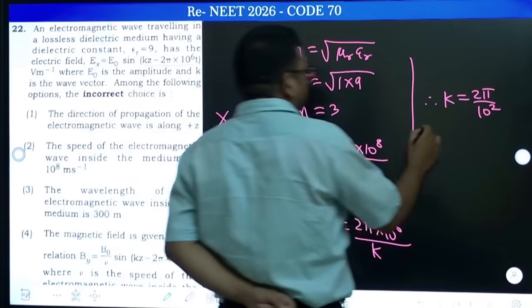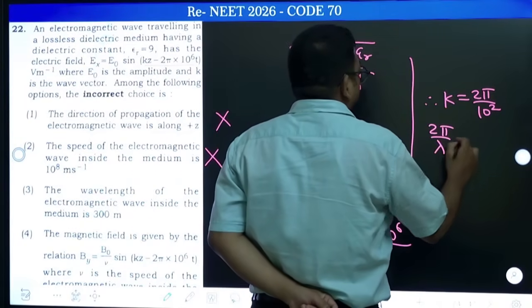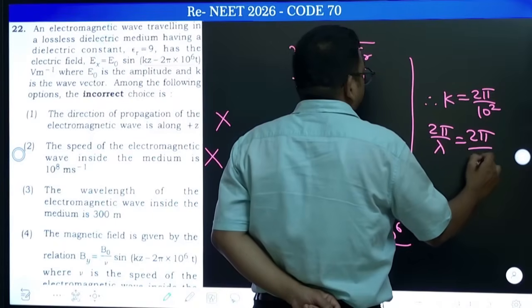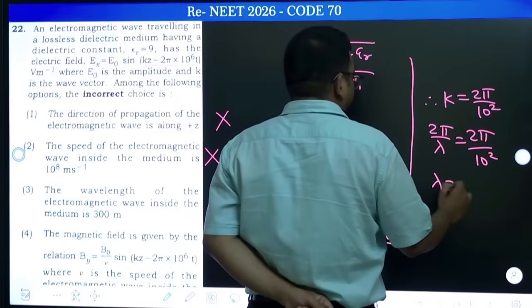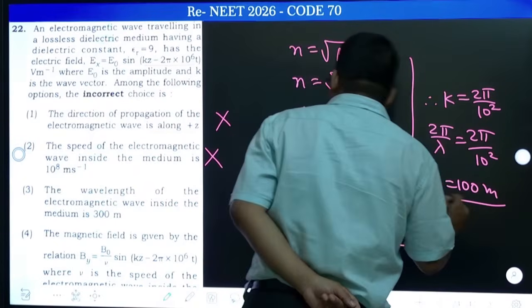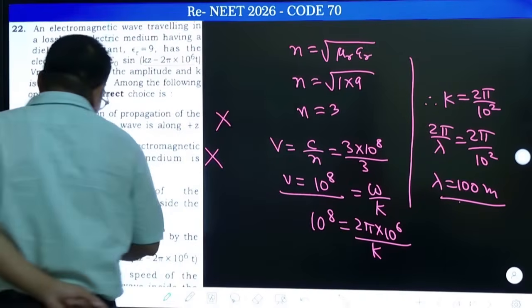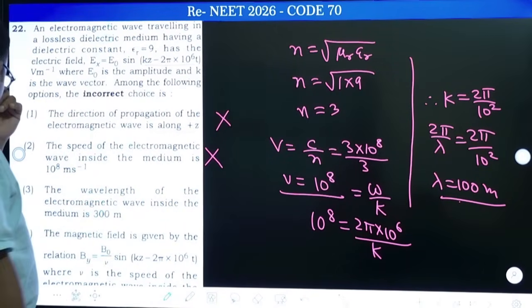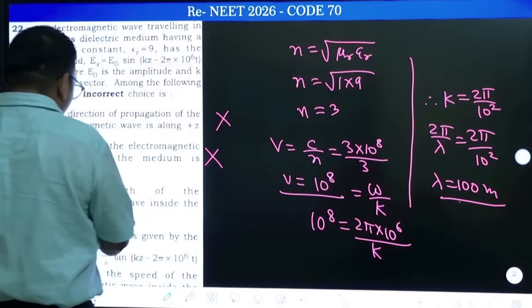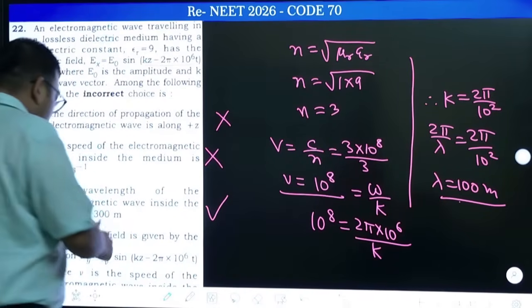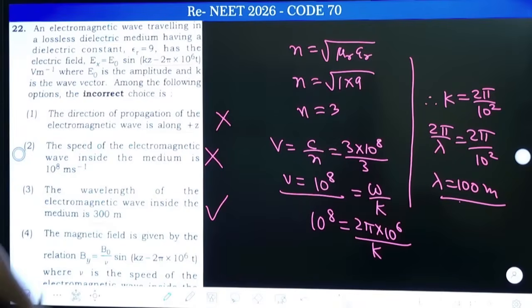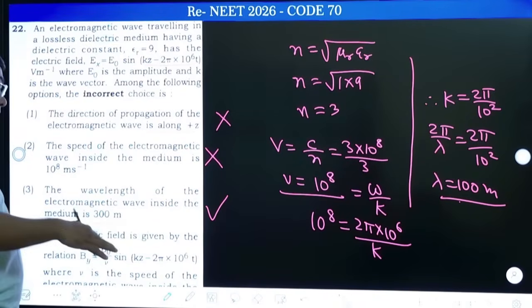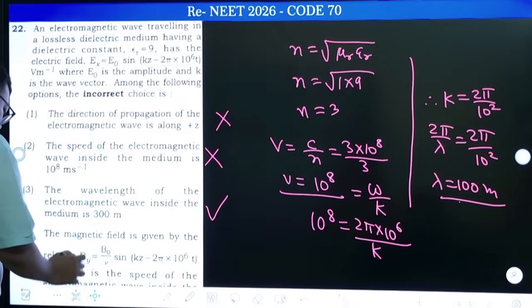This got cancelled. k is 2 pi by lambda. So from here lambda becomes 100. Lambda is 100 meter, so 300 meter is wrong then, right? Wavelength is changing. So this is the wrong option. We have to choose this. You also check the last one. Magnetic field is given by, no need, but check it, because we cannot trust NCA.